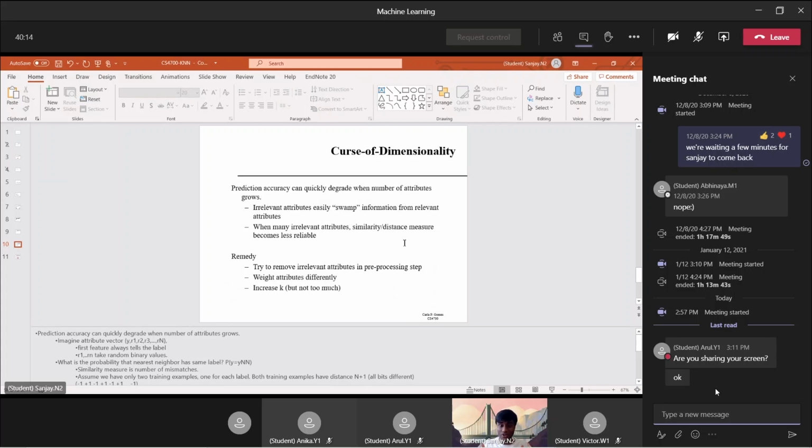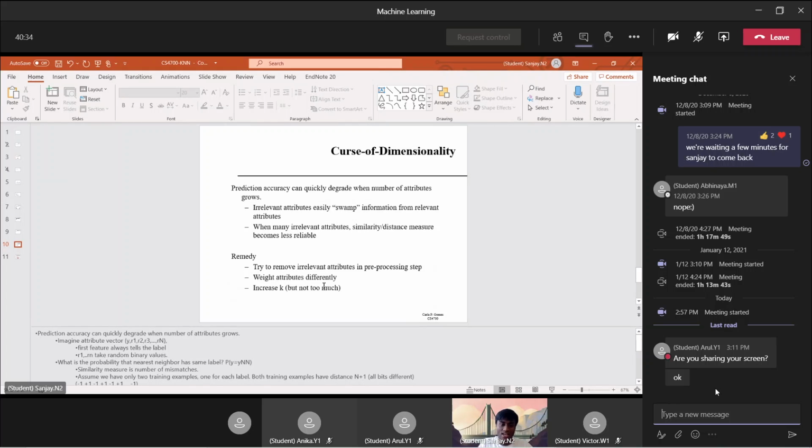And when this happens, the similarity/distance measure becomes very unreliable, right? Because the irrelevant attribute may cause some outlier, or not even outliers, just some point from another class, for some reason, to be very close to a data point from another class.